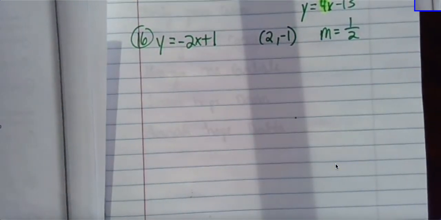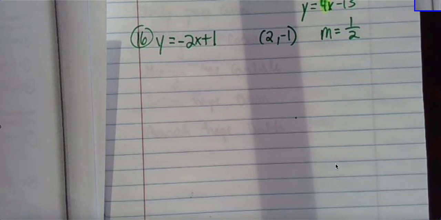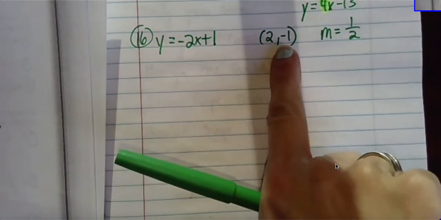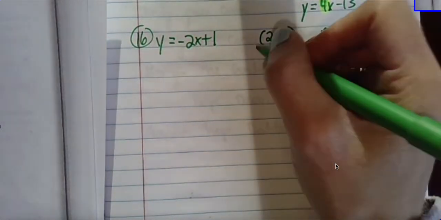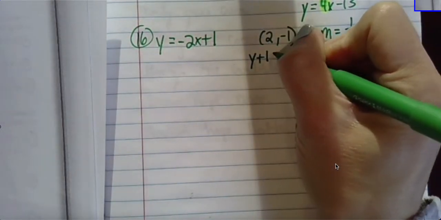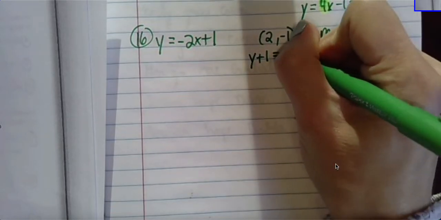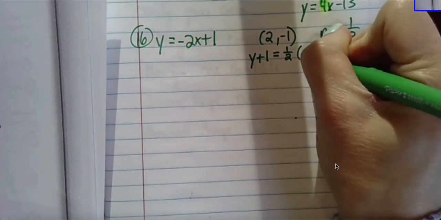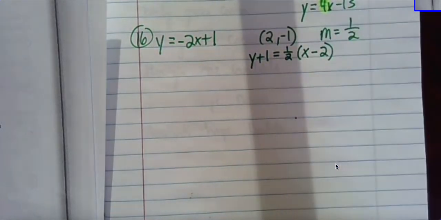And now we're doing the exact same thing we did at the beginning of class. We're going to write our equation. Does everybody understand the whole slope part? Opposite reciprocal. Okay, so I'm going to write y minus my y value. But what's my y value? So I'll end up writing y plus 1 equals my slope times x minus my x value. Any questions on that?